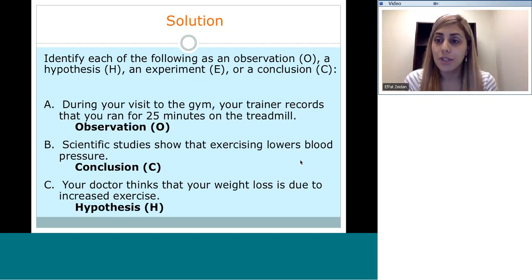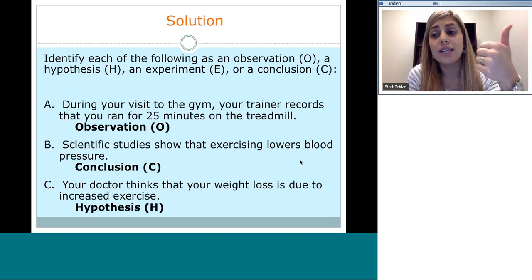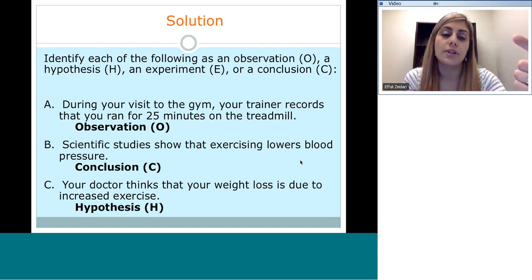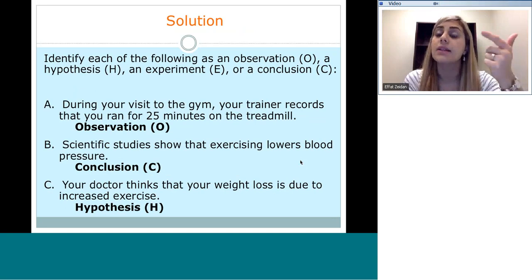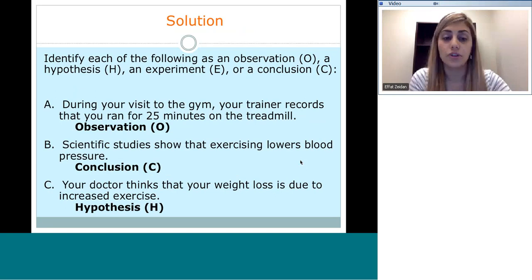So let's look at option A again. During your visit to the gym, your trainer records that you ran for 25 minutes on the treadmill. So your trainer was simply observing you run on the treadmill, and he recorded that you ran for 25 minutes. So there is no tentative explanation, there is no conclusion from this statement. It was simply an observation. So the correct answer for this option is observation.